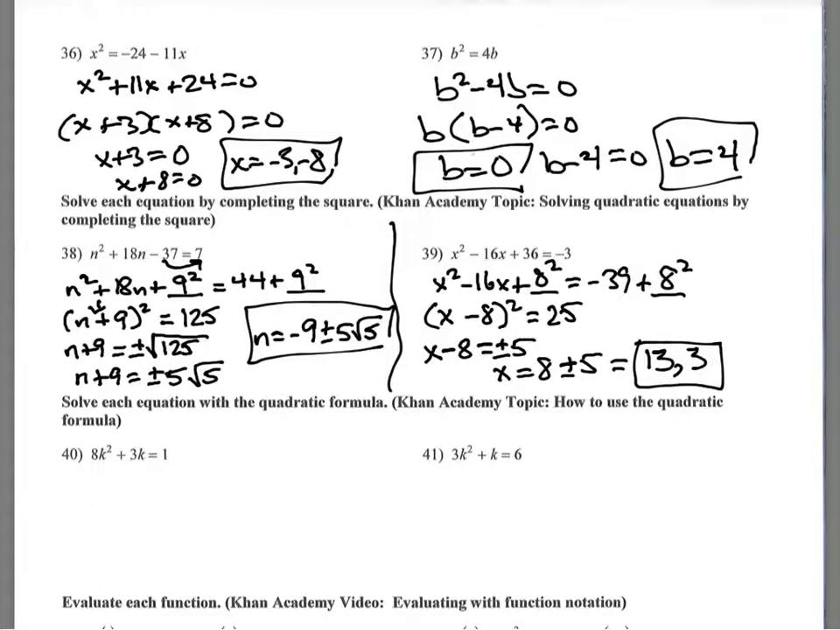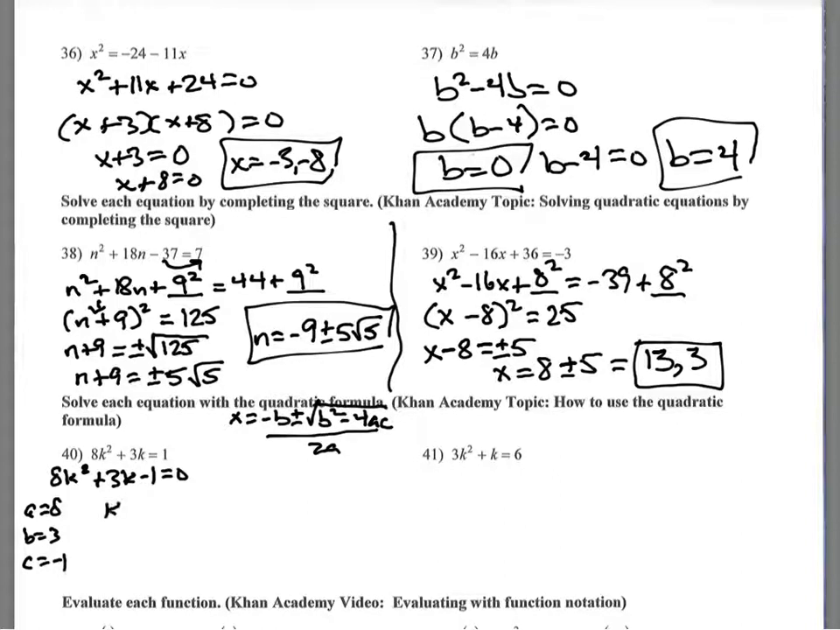All right, quadratic formula. x equals negative b plus or minus square root of b squared minus 4ac, all over 2a. In order to do this, unlike completing the square, we have to get one side equaling 0. So we have to get everything under one side. So 8k squared plus 3k minus 1 equals 0. So I know our a is 8, our b is 3, and our c is negative 1.